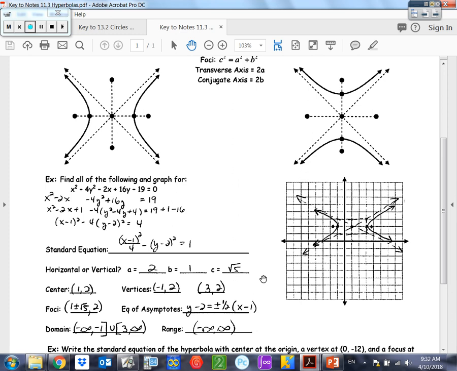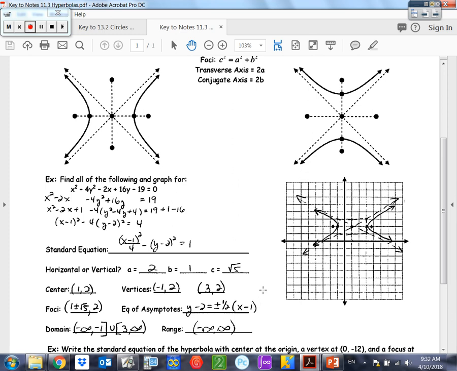C, I'm going to get from my helper equation, which is c squared equals a squared plus b squared. So 4 plus 1 would be 5, and so c would just be root 5, because c squared equals 5. Is everybody okay with finding the a and the b and the c? We okay with that? Okay.